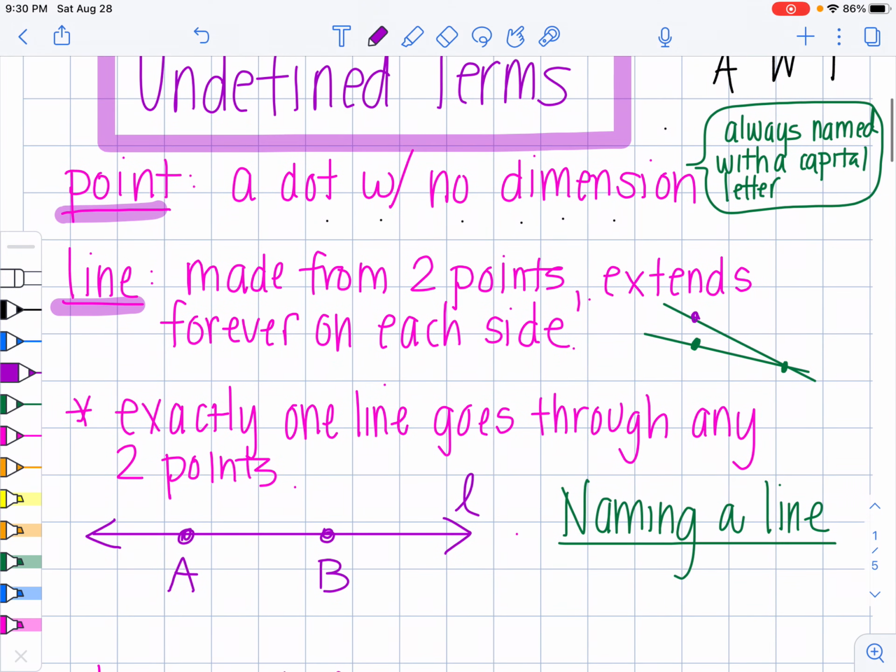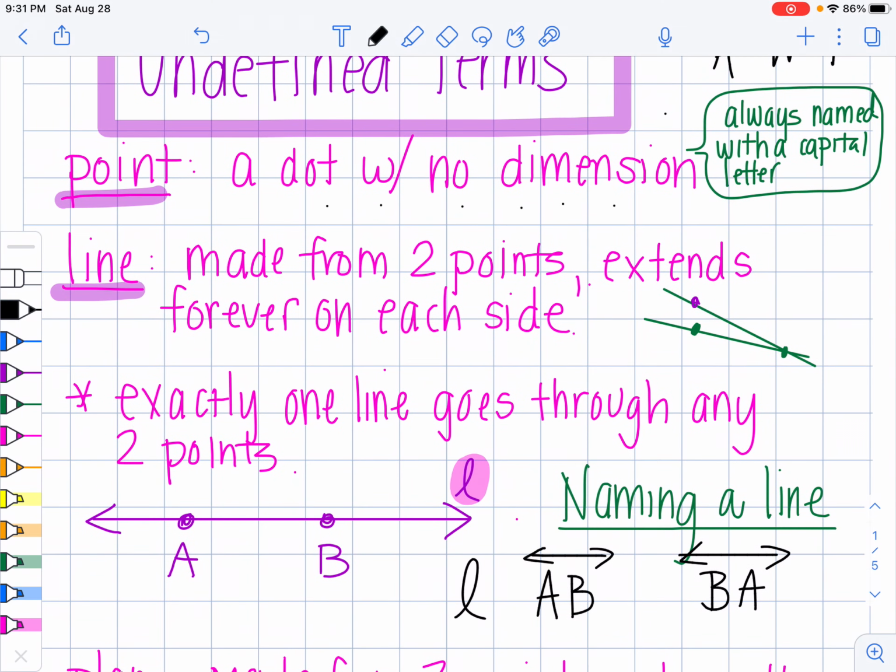Now, when we name a line, because it's made of 2 points, we can name it with our points. So on this line that I have drawn right here, we call this line AB, and we put a little line over the top like this. This is the same as line BA. I can name my points backwards and it means the same thing. Sometimes they get fancy and just name the line with a letter, so they can also call this line L. They'll use cursive lowercase letters, so you might see line M or line P or line N, but they're always going to be cursive lowercase if they name a line.